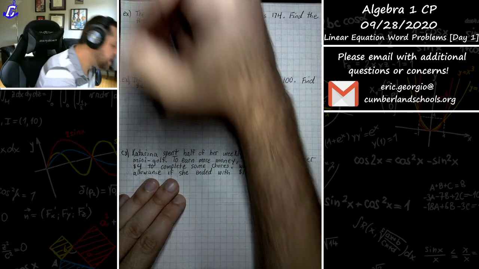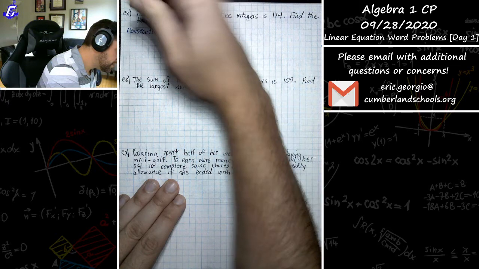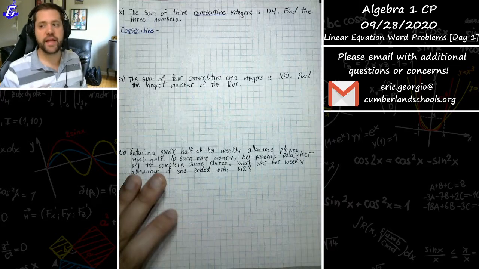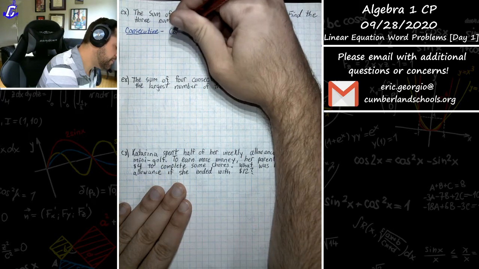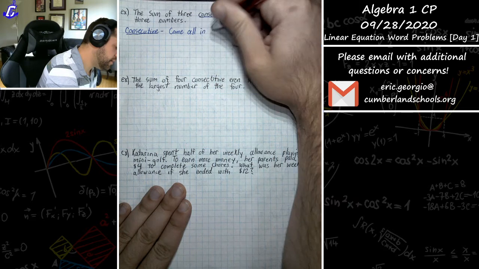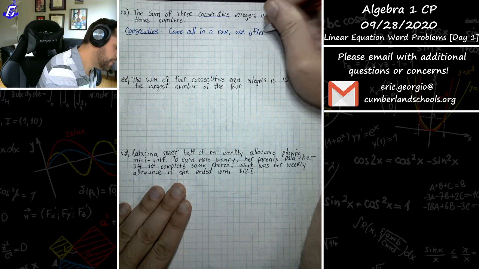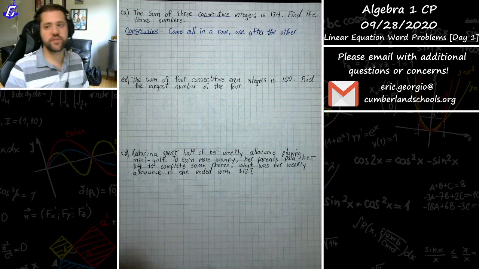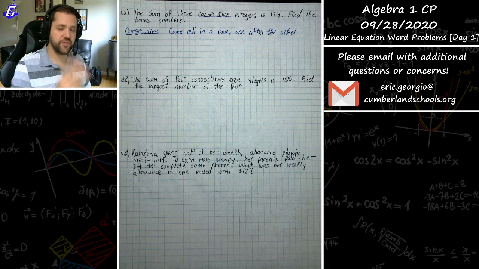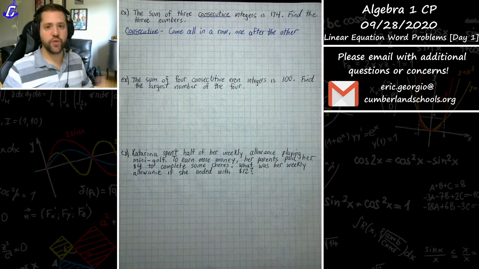Consecutive, I'll define it for you here. It's a big fancy word for in a row, or adjacent. Consecutive integers come all in a row, one after the other. So for example, 3 consecutive integers could be 5, 6, and 7. Those are 3 numbers that come right after each other. Obviously, not going to be the answer to this problem, but those are 3 consecutive integers. So there are 3 things that come in a row.